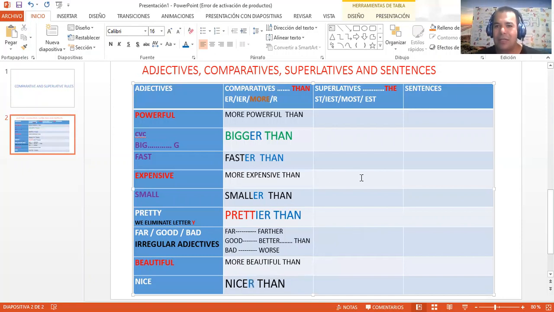So guys, those are the different rules to create the comparative form of these adjectives. So analyze it. If you have some comments, write them down.